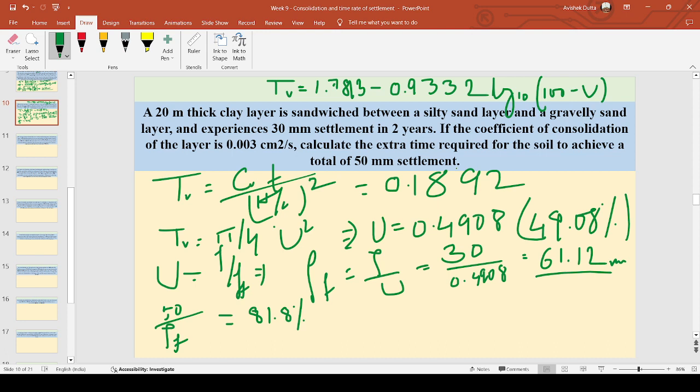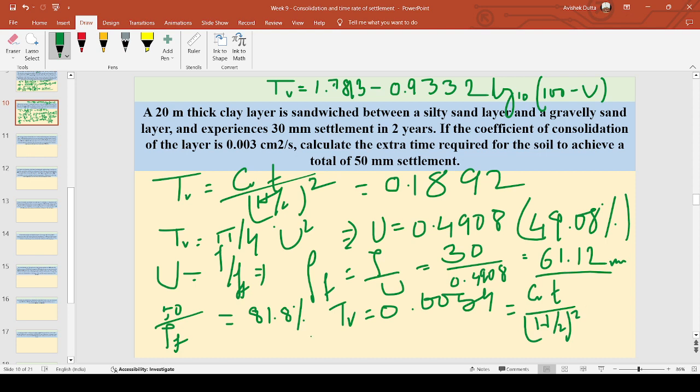So, using this formula, we find out the value of TV, which is 0.6054. Now TV is also equal to CVT divided by D square, where D square means H by 2 whole square.